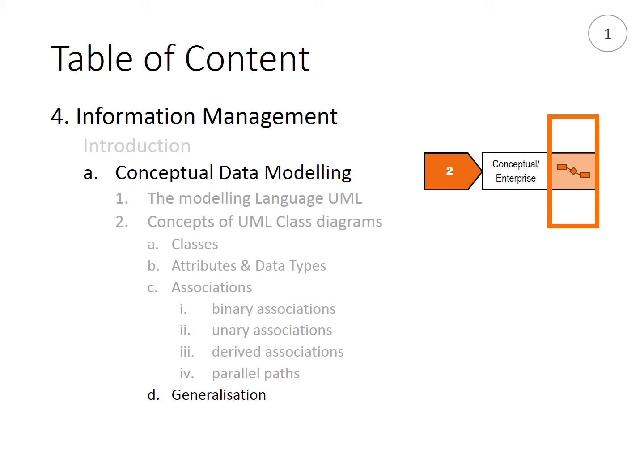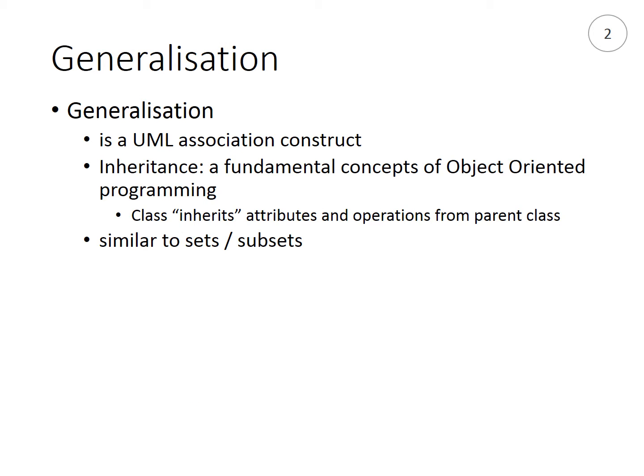In this presentation, we will explain the concept of generalization as part of UML class diagrams. The concept of generalization is actually another UML association construct. It relies on the principle of inheritance, which is a fundamental concept of object-oriented programming. That concept allows a class to inherit attributes and operations from a parent class. So the concept of generalization and specialization is similar to the concept of set and subset.